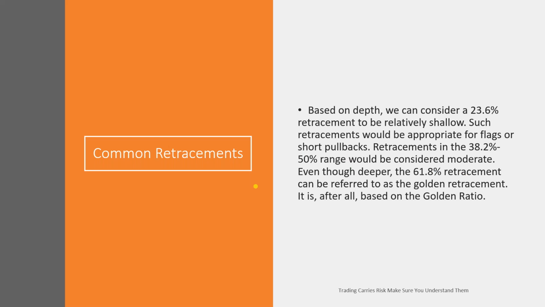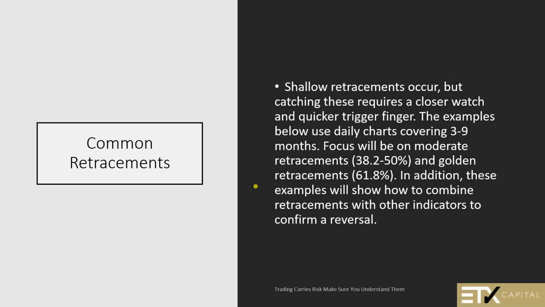Remember, 23.6 is a very shallow retracement, and 50% is really not a Fibonacci, but assets tend to retrace at the 50. And 50% actually comes from Dow theory. When Charles Dow developed his theories back in the early 1900s, and he came up with the idea of trends and how to trade, he observed that 50% was where an asset would turn around and move back up. Now, based on depth, we consider the 23.6 retracement relatively shallow, and it's very hard to trade from that because it comes and goes so fast.